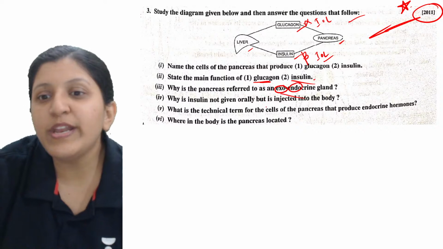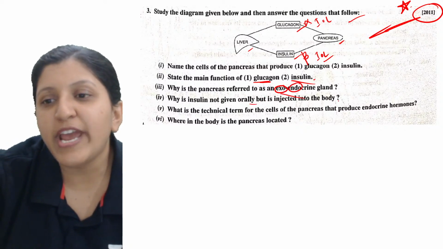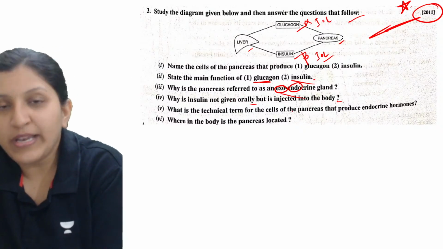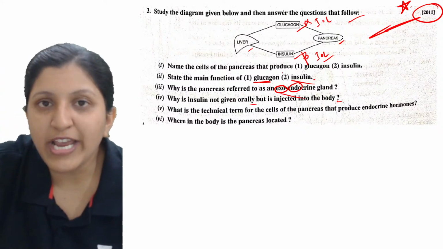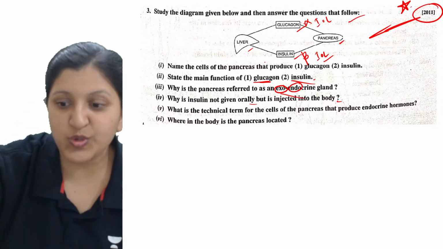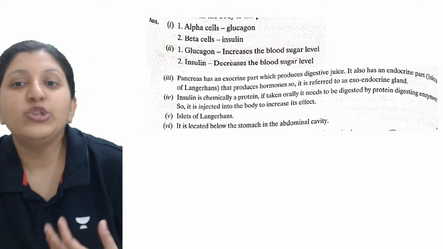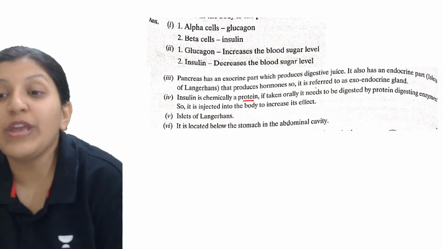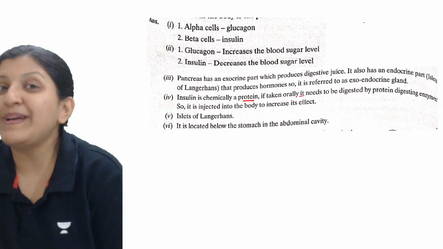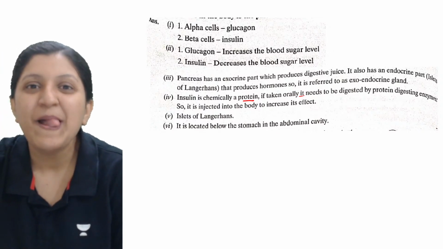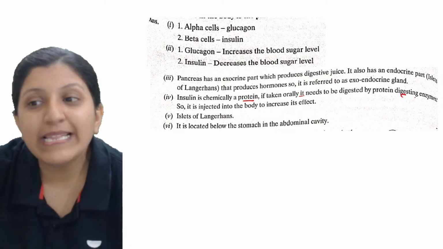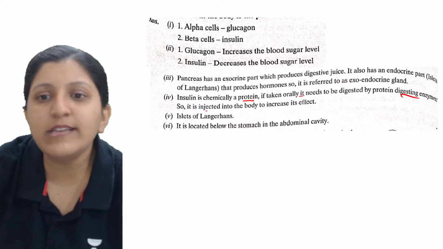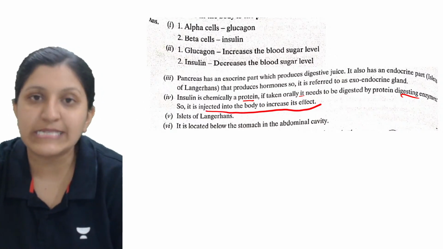So why is insulin not given orally but is injected into the body? Insulin is injected because it is a hormone, and a hormone has to be given through the blood itself. Insulin is chemically a protein. If taken orally, what will happen? The protein can be broken down by the digestive juices or digestive enzymes. So that's the reason it is injected into the body, to increase its effect.